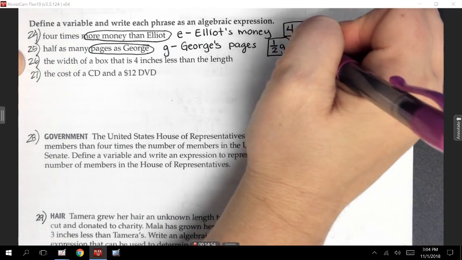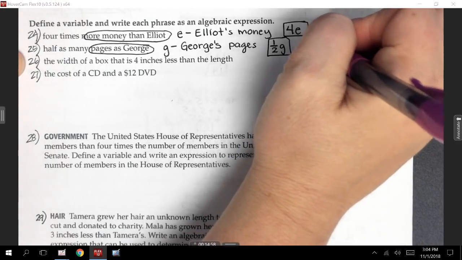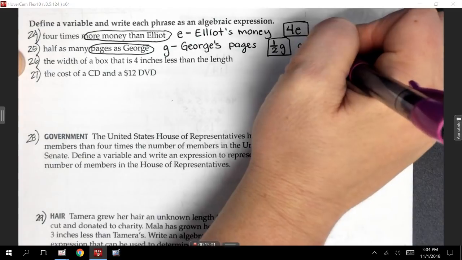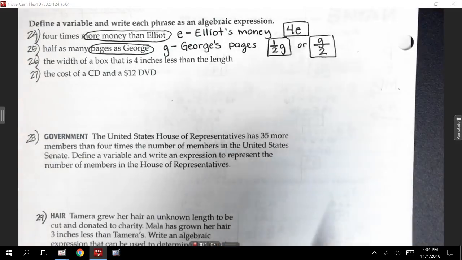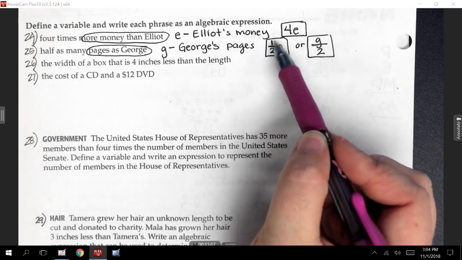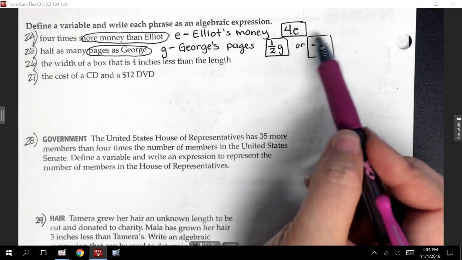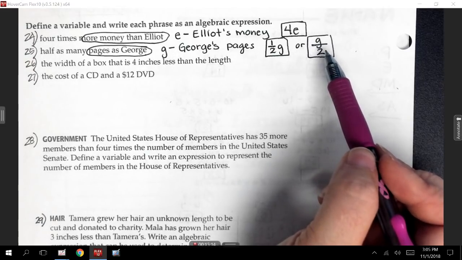The other option, if we're finding half of something, that's the same as dividing by 2. So you could do G divided by 2. I will take either one of these. I think this one's the easier option because you can see your half very clearly. But if you remember half is dividing by 2, make sure you write your division with that fraction bar.